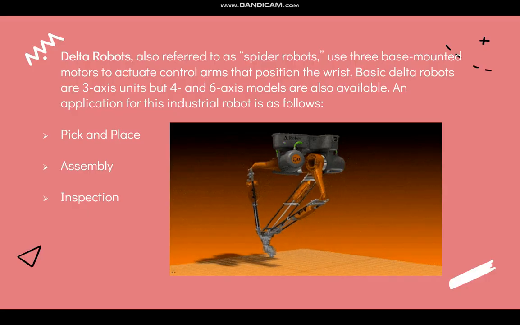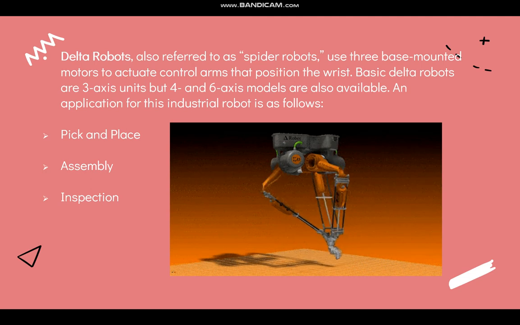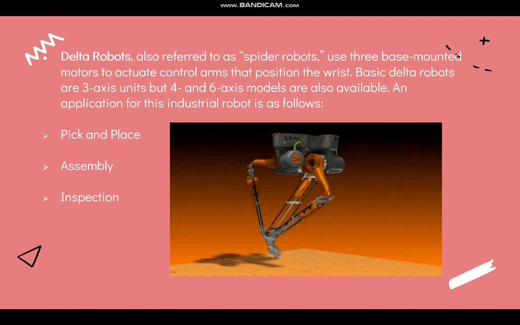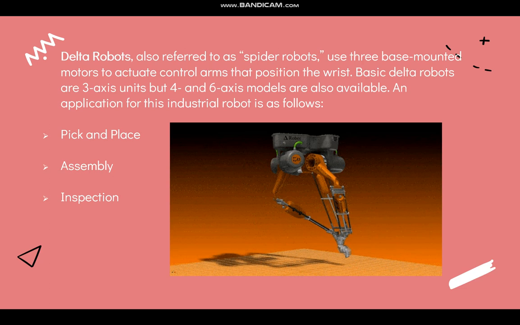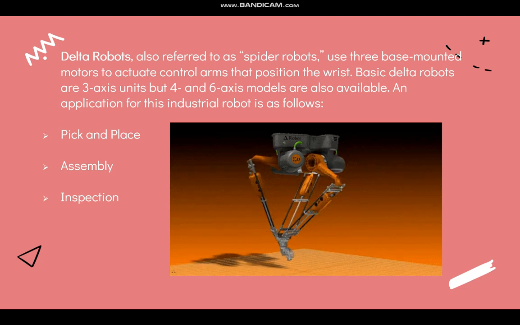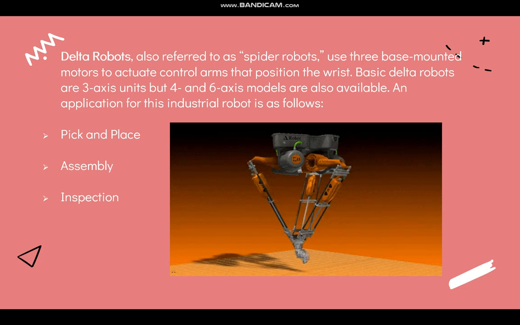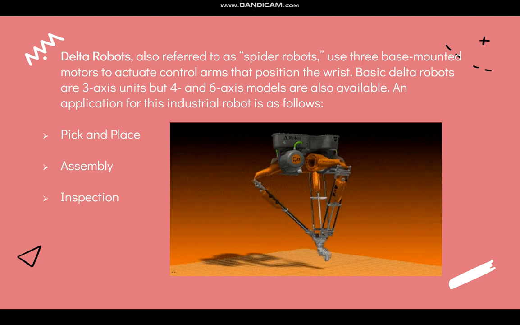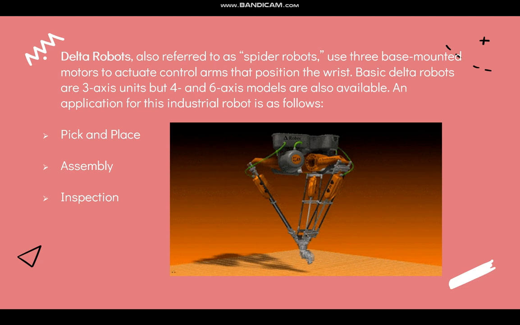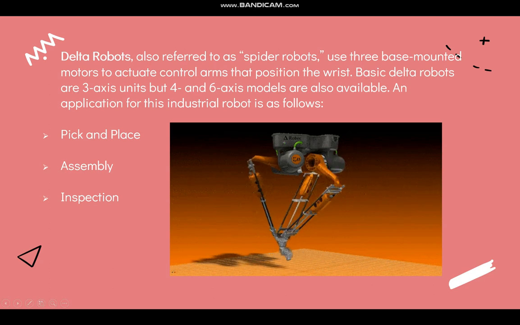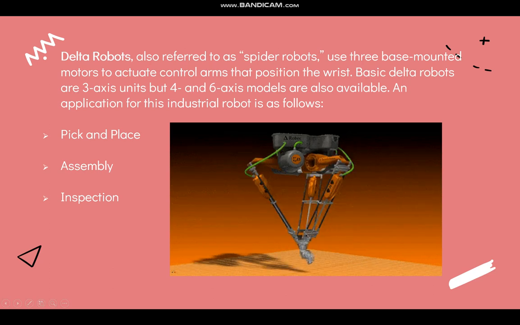Next are the Delta robots, also referred to as spider robots. They use three base mounted motors to actuate control arms that position the wrist. Basic Delta robots are 3-axis units, but 4 and 6-axis models are also available. The applications are fewer in this type of industrial robot: pick and place, assembly, and inspection.